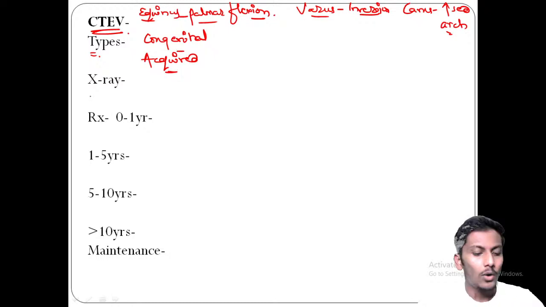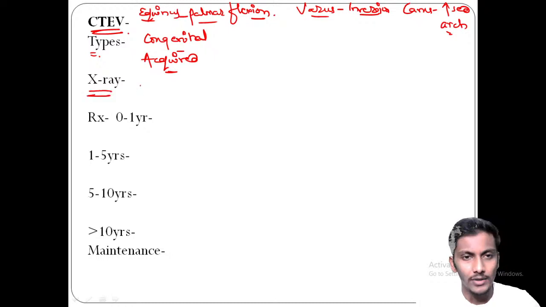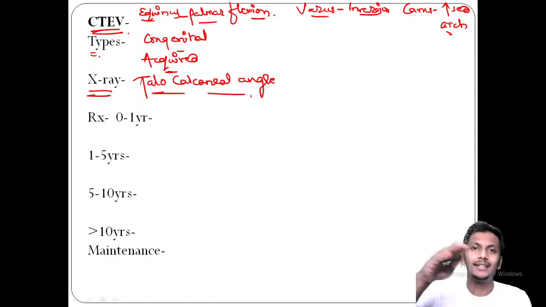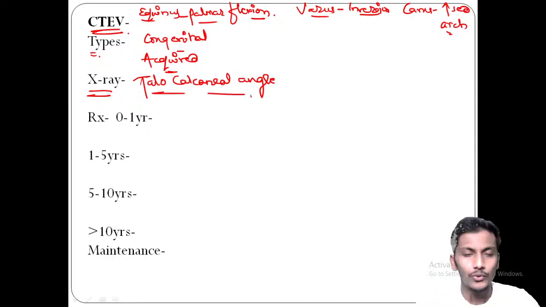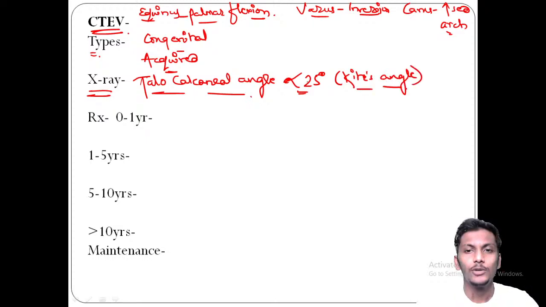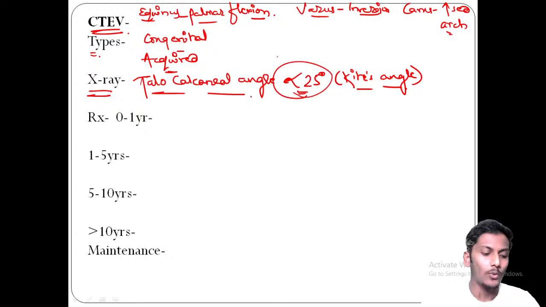Okay, so any of this can progress to CTEV. Remember this. So what are the findings that we can see on an X-ray? So please remember, on an X-ray we need to see the talocalcaneal angle. This talocalcaneal angle between the talus and the calcaneum bone, usually it should be more than 25 degrees. But in cases of congenital talipes equinus varus, this angle is less than 25 degrees. This angle is also known as Kite's angle. So please remember, this can be a one-liner. Kite's angle or talocalcaneal angle less than 25 degrees is usually diagnostic of CTEV, that is congenital talipes equinus varus.